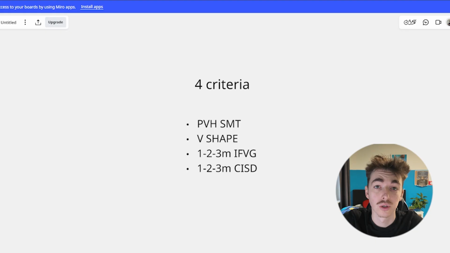This strategy is literally so easy. There are only 4 criteria that need to happen before actually entering a position. The first one is a previous hour SMT. I will cover all of this in the next upcoming minutes, so please focus.